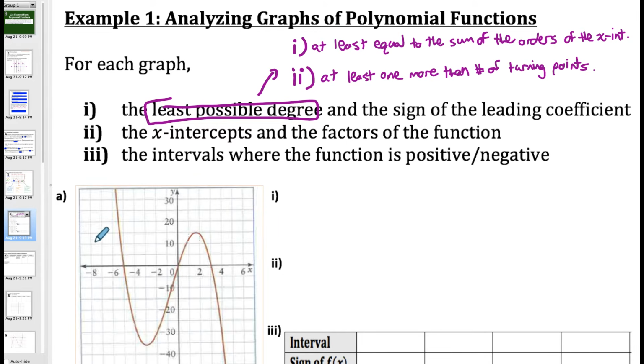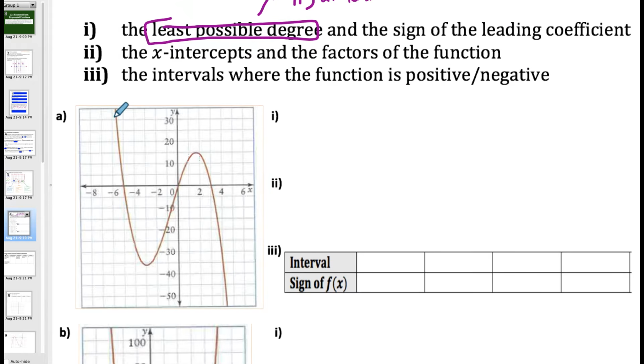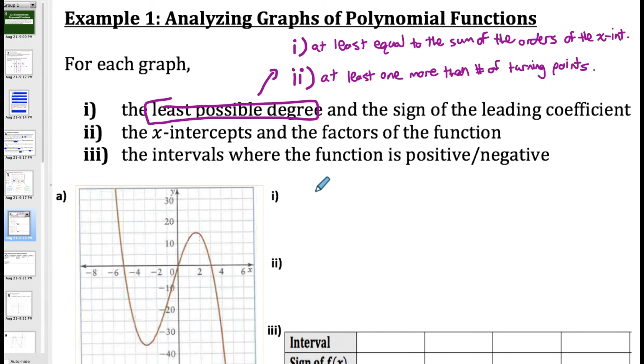And as we go through these examples, I'll explain to you why these actually make sense. For example, if we had a function that had 7 turning points, well, that can't be a degree 7 function. A degree 7 function could have at most 6 turning points, so the function would have to be at least degree 8. But I'll talk to you about this as we go through as well.